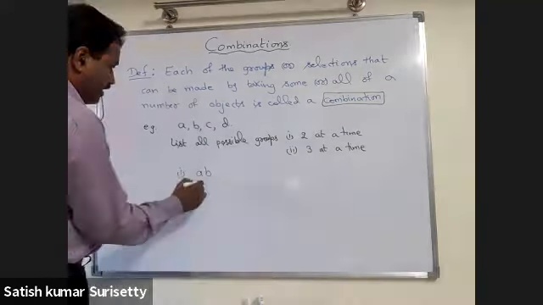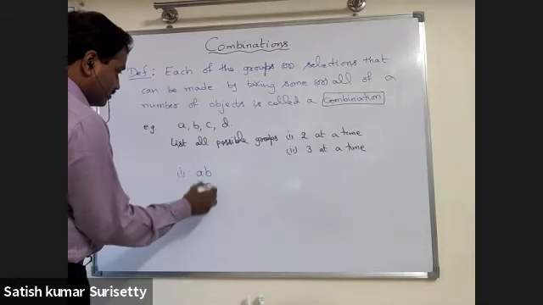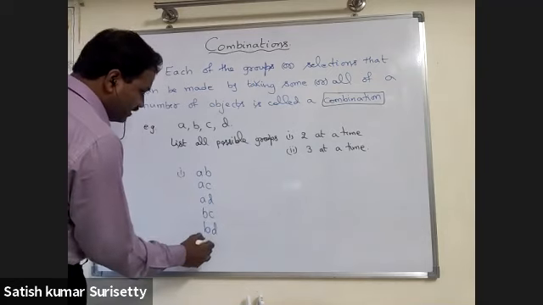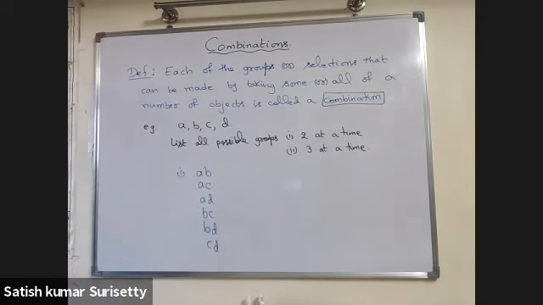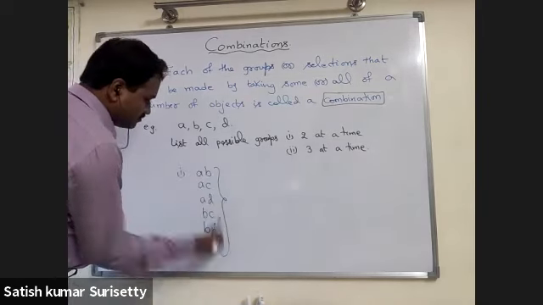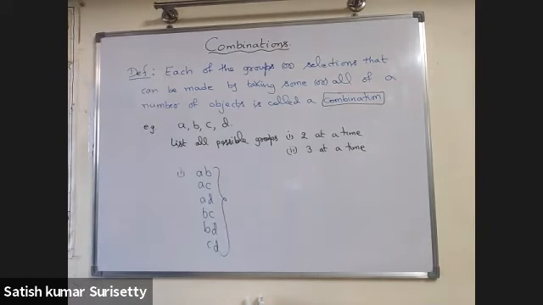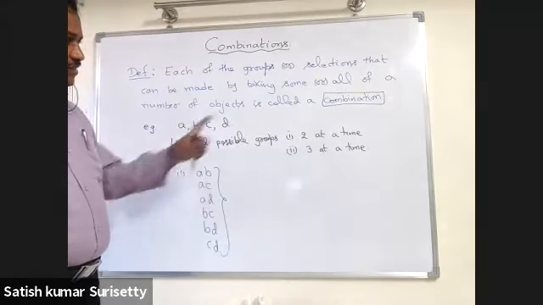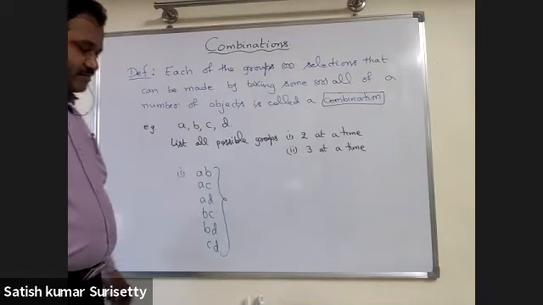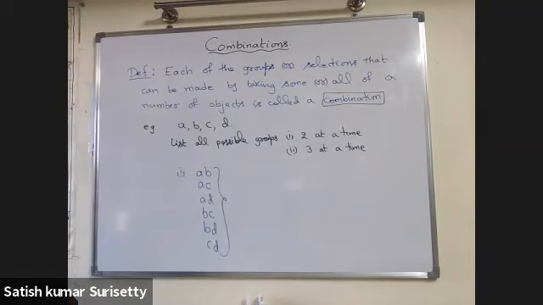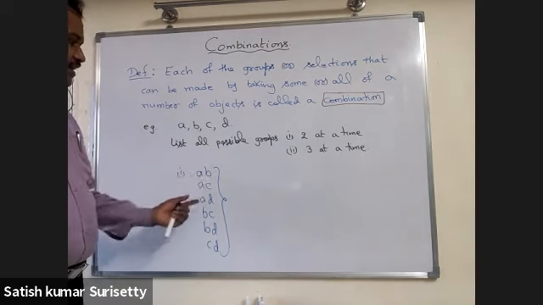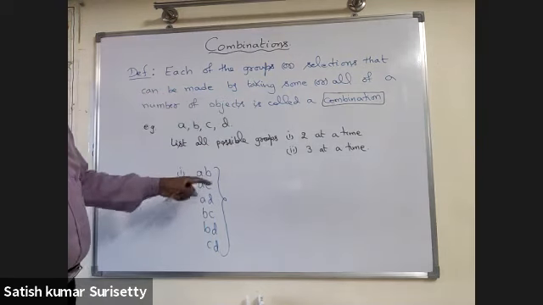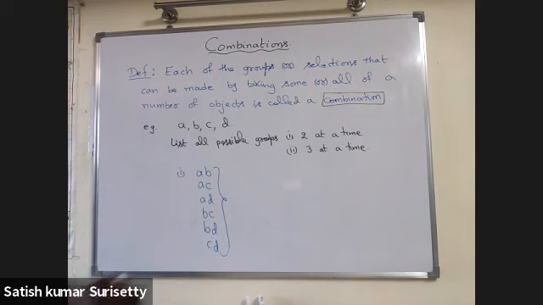Two at a time. AB, AC, AD, BC, BD, and CD. That means only 6 are possible. Whereas in permutation, AB and BA are possible, but in combination, only AB. So in permutation, order is important, whereas in combination, order is not important. Whether you write AB or BA, it will be same in case of combination, whereas AB and BA are different in case of permutation.